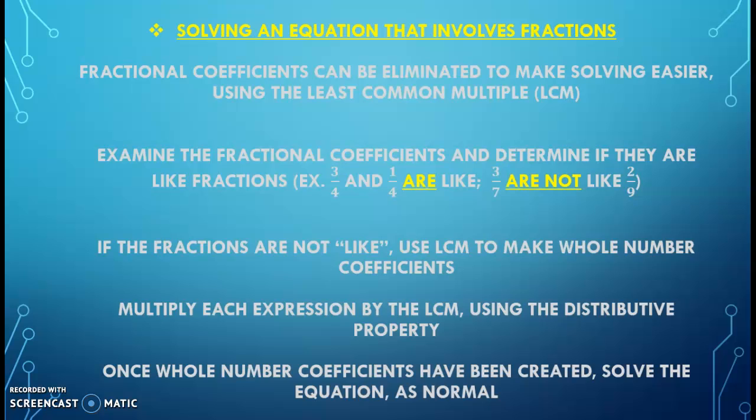All right, guys, it's that time again. I am back to talk about solving an equation that involves fractions. Okay, so this is something that we went over in class the other day.